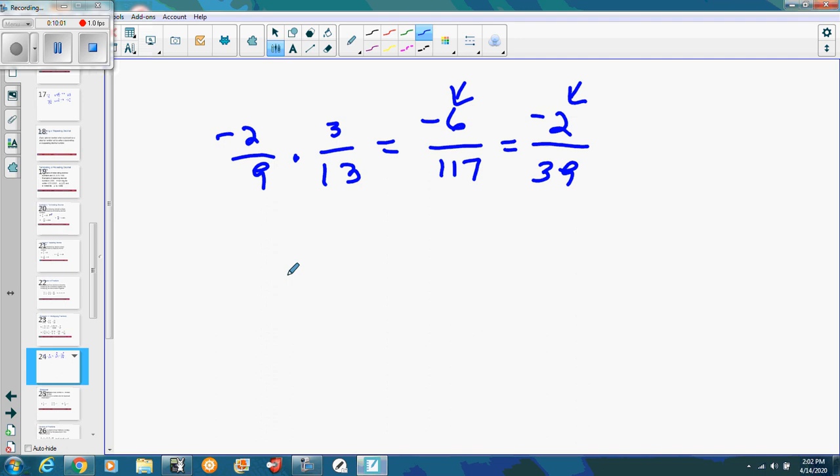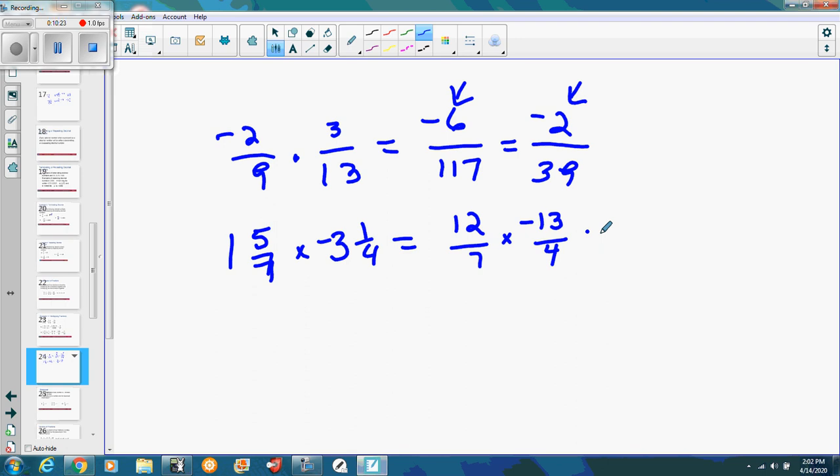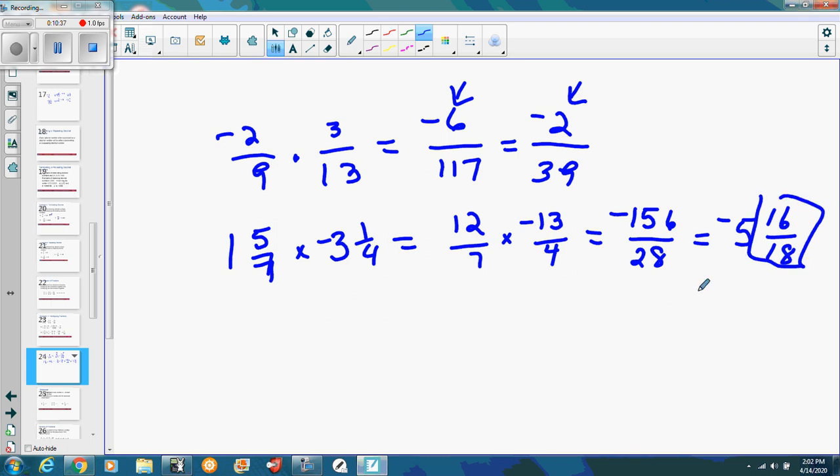Okay, so now let's say I was doing a mixed number. So I have 1 5/7 times -3 and 1/4. So first thing I'm going to do, I'm going to change them to improper fractions. So 7 times 1 plus 5 is going to be 12/7 times, this would be 12, that's going to be -13/4. So then I multiply the top, I got -156/28. I changed it to a mixed number, so I got -5 and 16/28. And then finally, I reduced this. So my final answer is -5 and 4/7.